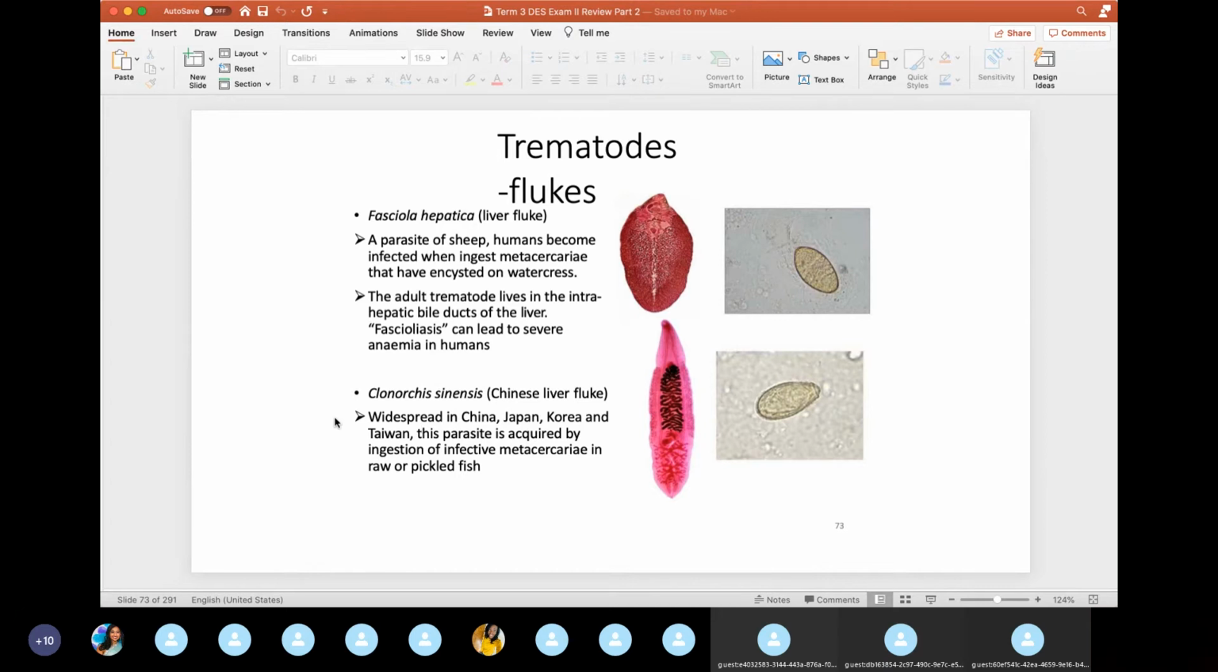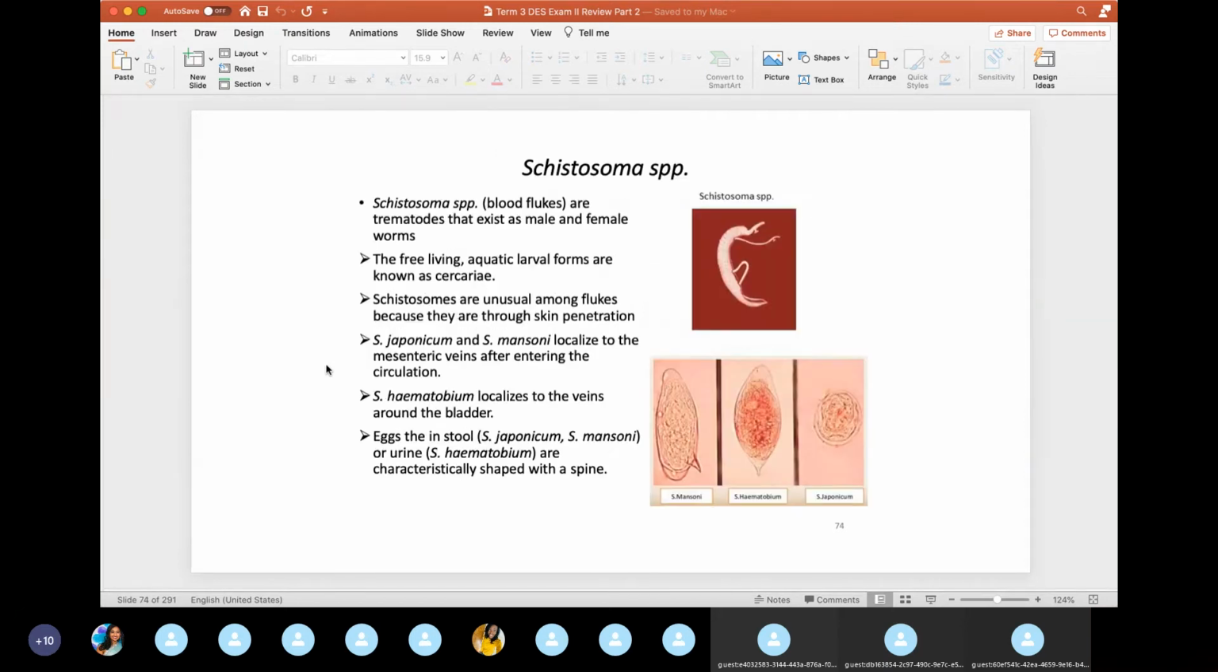Next, if they're going to give you geographic origin, like for example, someone in China, Japan, Korea, think about Clonorchis sinensis, right? What's the infective form? Metacercariae. What's the route of infection? Fecal-oral. Ingestion of the metacercariae in raw or pickled fish. So any sushi lovers out there, watch out for Clonorchis sinensis.